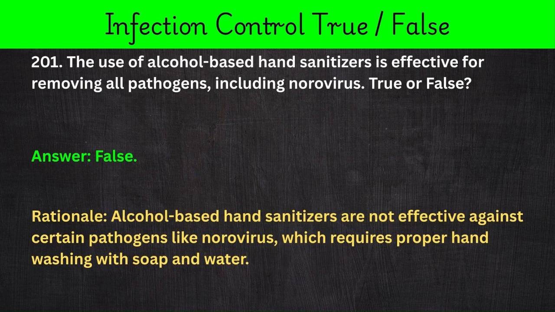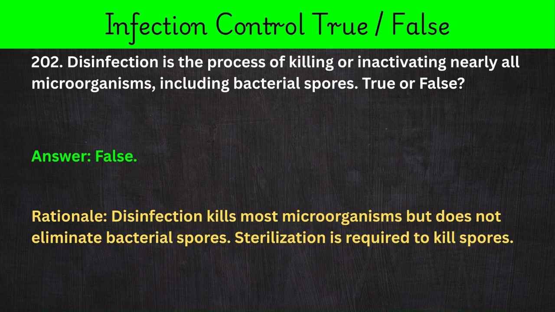201. The use of alcohol-based hand sanitizers is effective for removing all pathogens, including norovirus. True or false? Answer: false. Rationale: alcohol-based hand sanitizers are not effective against certain pathogens like norovirus, which requires proper hand washing with soap and water. 202. Disinfection is the process of killing or inactivating nearly all microorganisms, including bacterial spores. True or false? Answer: false. Rationale: disinfection kills most microorganisms but does not eliminate bacterial spores. Sterilization is required to kill spores.